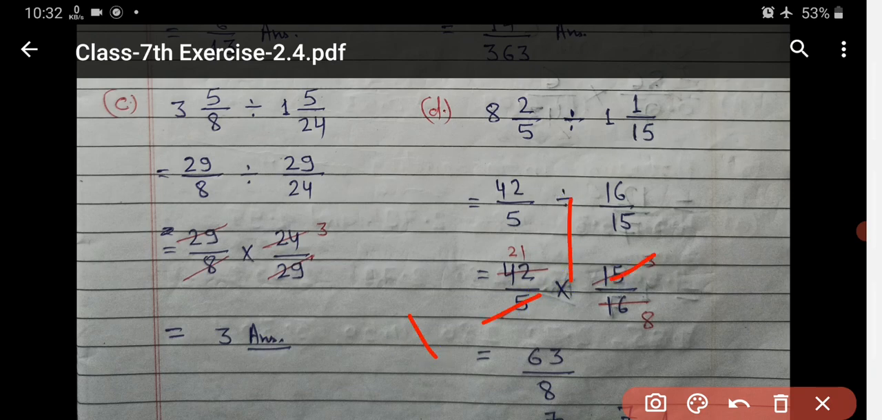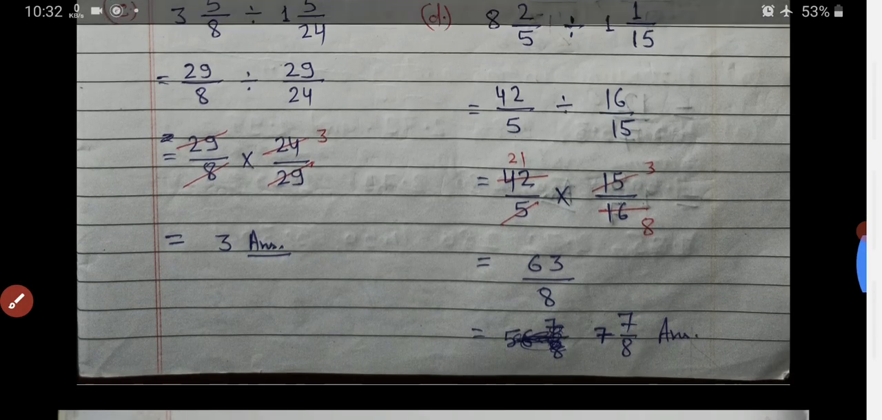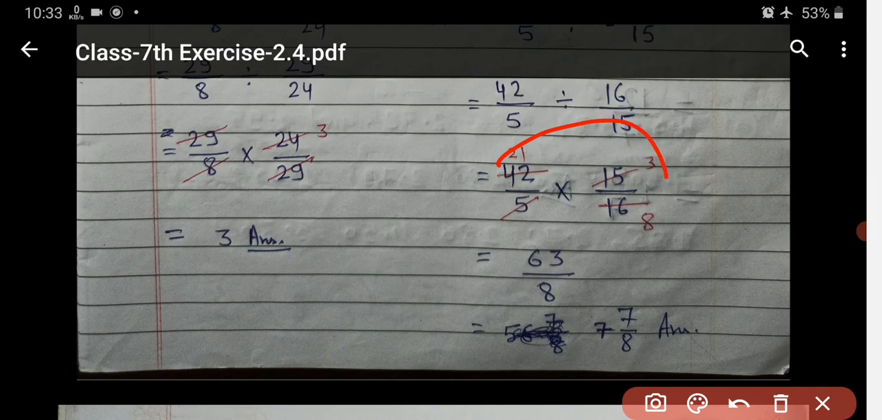Now 5 ones are 5, 5 threes are 15, 2 eights are 16, 2 twos are 4, 2 ones are 2. Just cut this by 2 and this by 5. So what you get here is 21 upon 1 into 3 upon 8. Now simply multiply: 21 times 3 is 63, and 8 as it is. So it is your answer, or you can convert it into a mixed fraction.